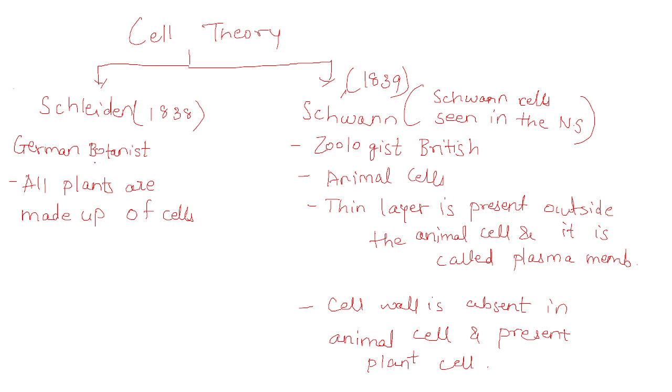Schleiden was a German botanist. What statement did he give? All plants are made up of cells. Whereas who was Schwann? A zoologist, a British zoologist. What did he do? Firstly, he observed the animal cell. What did he observe? That a thin layer surrounds it, present outside the animal cell, and it is called the plasma membrane.